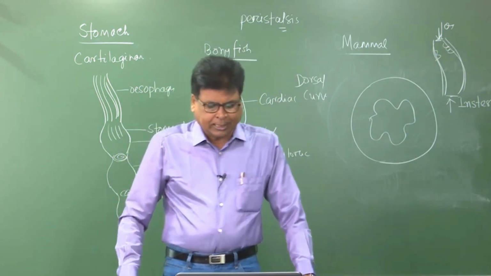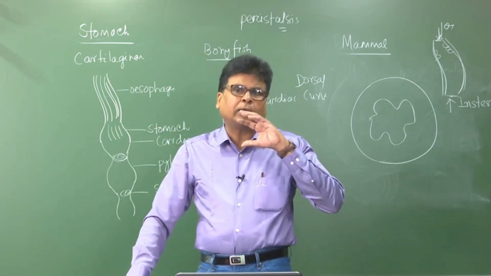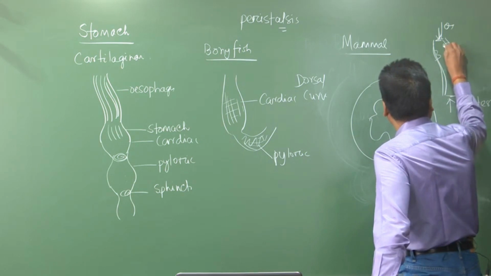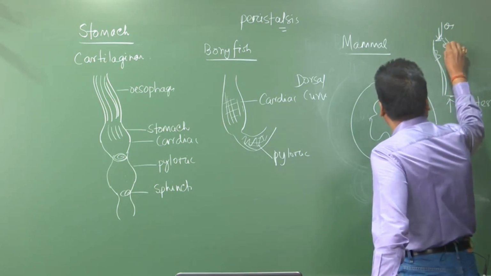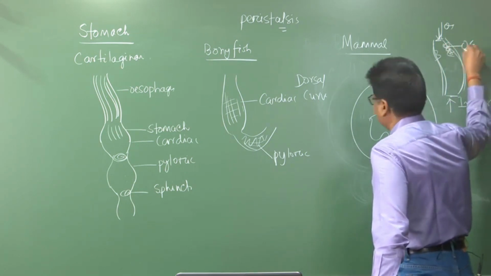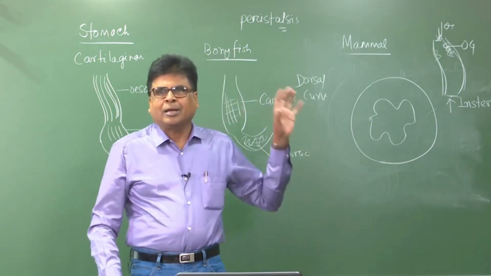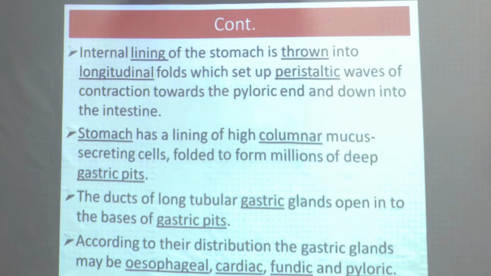Gastric glands are of different types according to their distribution. Some are distributed throughout the esophagus, that is the anterior part of the stomach. They are known as esophageal glands. Some are distributed in the cardiac region, so they are known as cardiac glands. Some are distributed in the fundic region, they are known as fundic glands, and some are distributed at the pyloric region, they are known as pyloric glands.